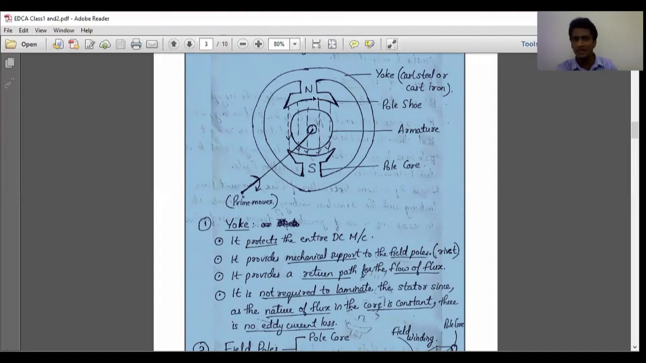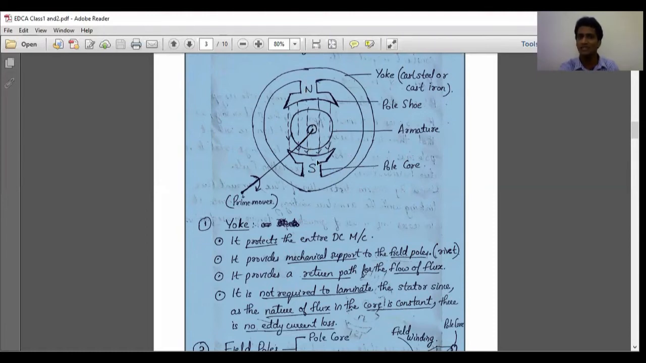What is it? From the north pole to the south pole, the magnetic flux will be moving. That is known to us. But what happens after that? Will that disappear? No. Magnetic flux is always a closed loop. That means if magnetic flux is flowing from north to south, it should reach back to north. That is a must. So what happens? The magnetic flux reaching south will take the path through the yoke and will come back to the north pole.